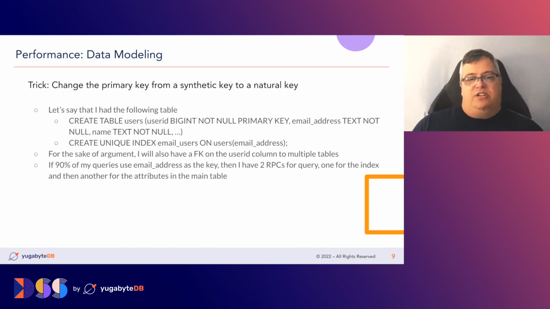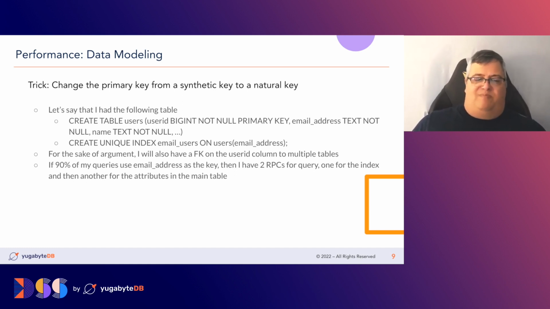So one of our tricks is we generally tell people to change their primary keys from a synthetic key, i.e. something that is generated by an identity or serial or other sequence type column, to a natural key. Let's say that I had the following table. Create table users, user ID, big int, not null, primary key, email address, name, etc. And then typically we'll have a unique index on the users table. For the sake of argument, let's say that I also have a foreign key on that user ID to other tables. This is a very common pattern.